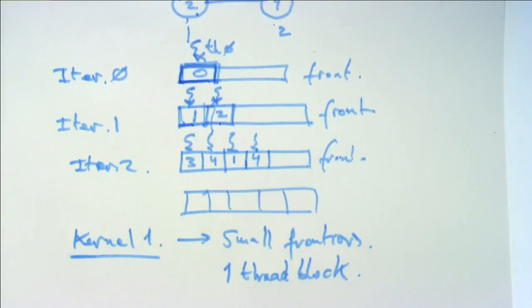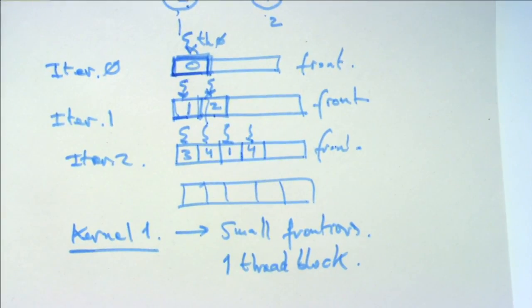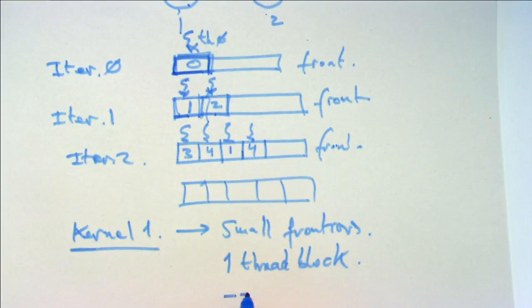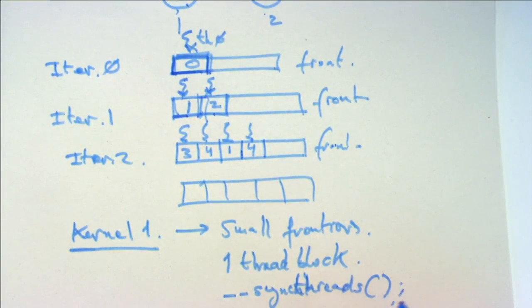And the good thing of using one single thread block is that we can synchronize the threads that belong to the same thread block with, you remember, these sync threads that we presented in our previous lecture. So we don't need to terminate the kernel in this case.